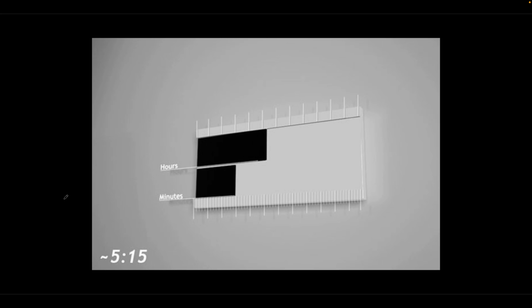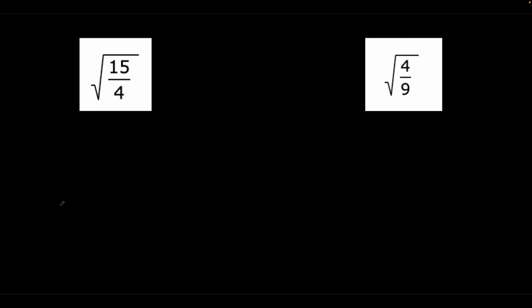Okay, here's our cool clock for today, which means that it's time for you to practice what you just learned. Go ahead and pause the video and try these two problems on your own. And when you're ready, you can unpause the video and we'll check your answers.